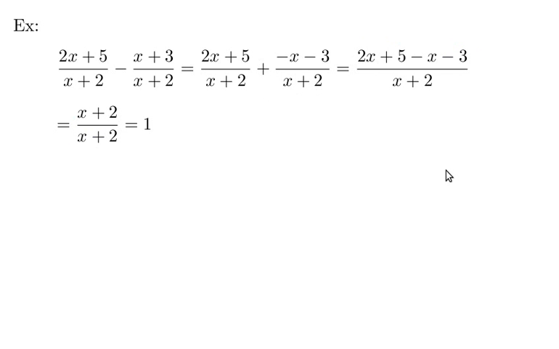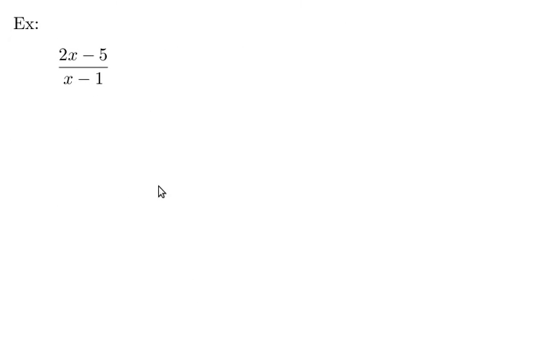Okay, so let's go on to another example. What if you don't have the same denominator? It's pretty much the same thing as if you're adding. So let's take this example: (2x - 5) over (x - 1) minus (x² - 3x - 7) over (x² + x - 2).